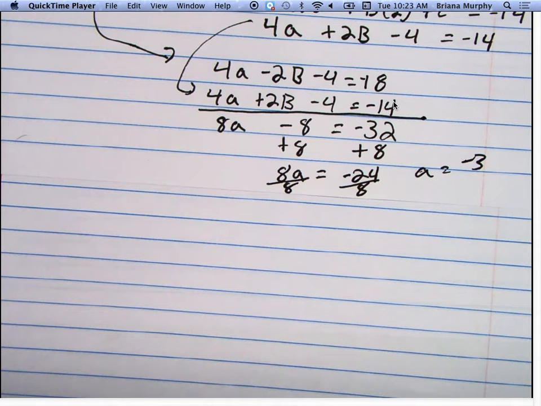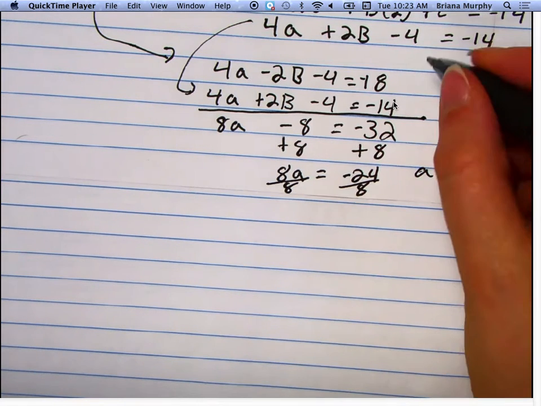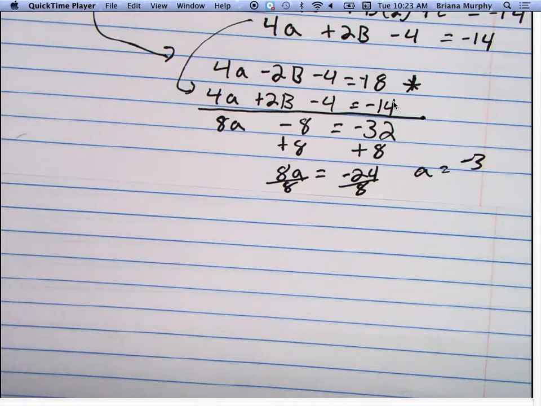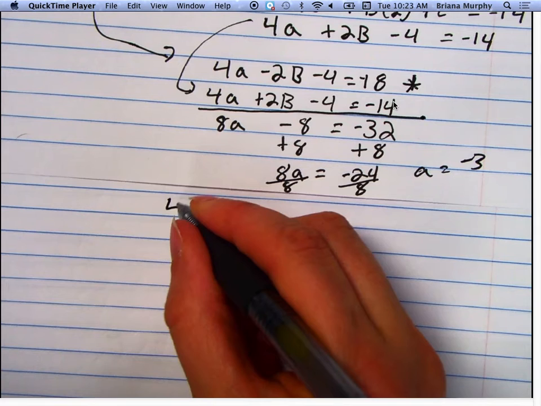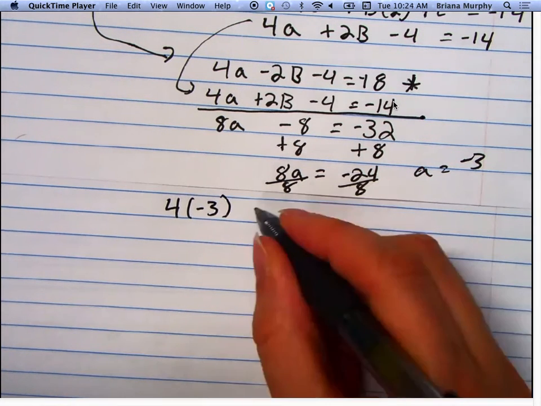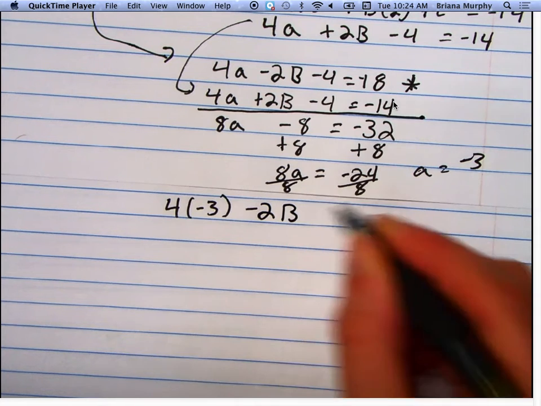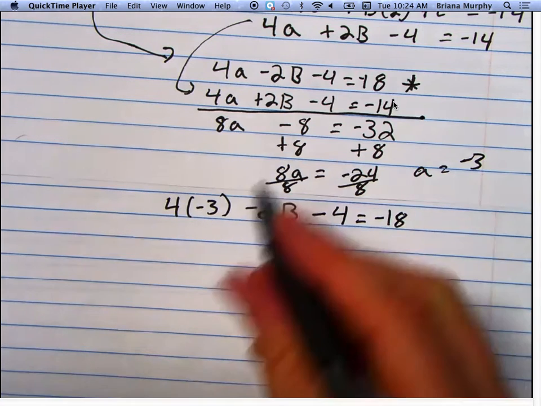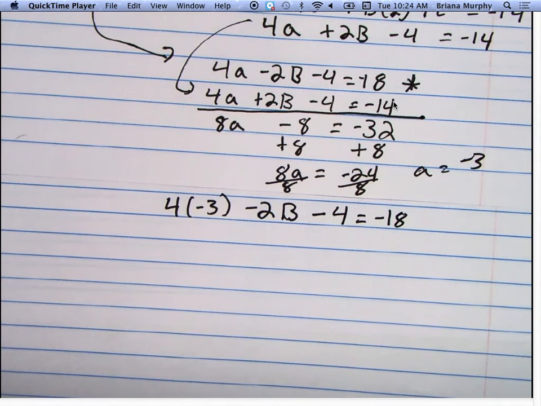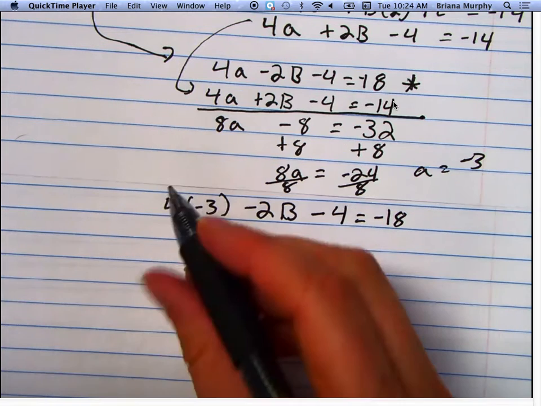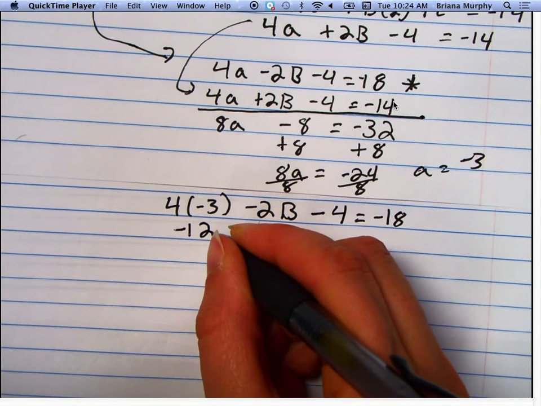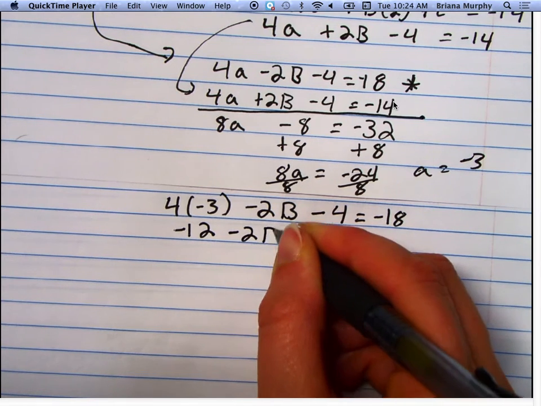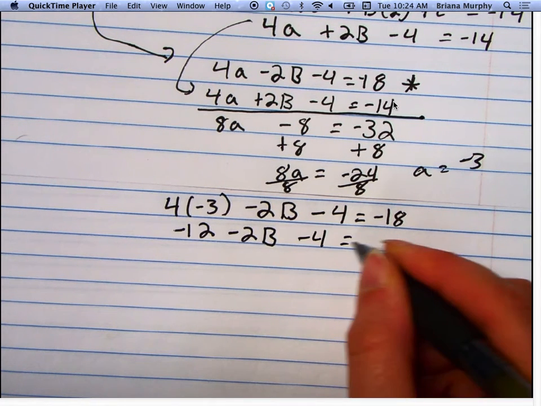Now I need to find B. Okay? So I'm going to take this equation right here and plug in A. So I'm going to write 4 times negative 3 minus 2b minus 4 equals negative 18. Okay, now I'm going to do the problem out. Negative 12 minus 2b minus 4 equals negative 18.